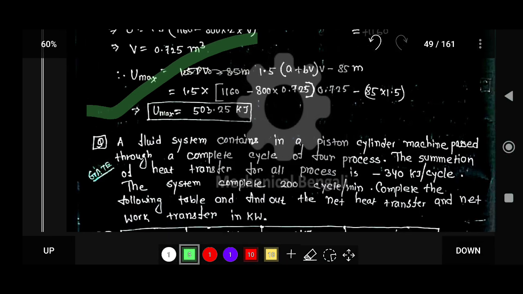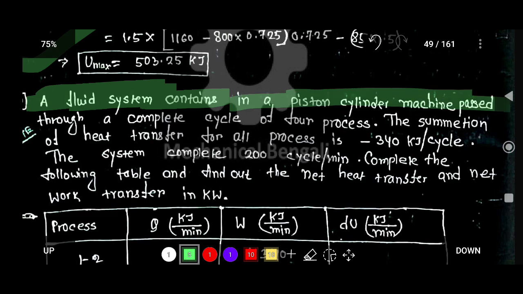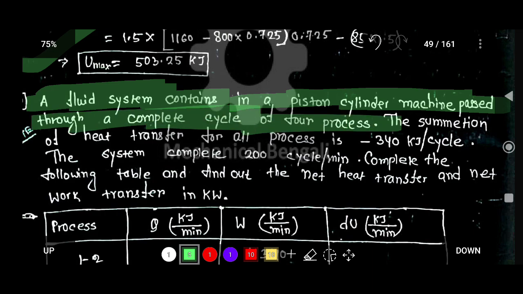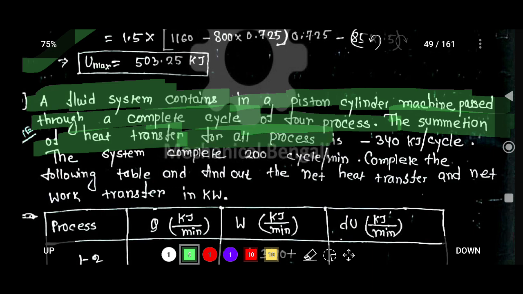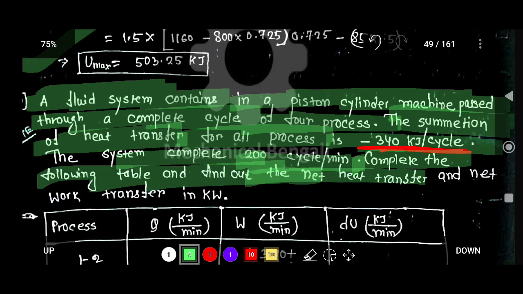Okay, now there is another question. A fluid system contained in a piston cylinder machine passes through a complete cycle of 4 processes. The summation of heat transfer for all processes is minus 340 kilojoule per cycle. So this data is given, that is minus 340 kilojoule per cycle. The system completes 200 cycles per minute. Complete the following table and find the heat transfer and net work transfer in kilowatt.